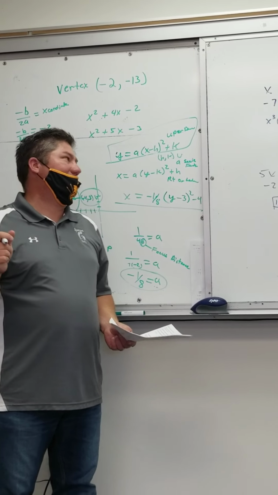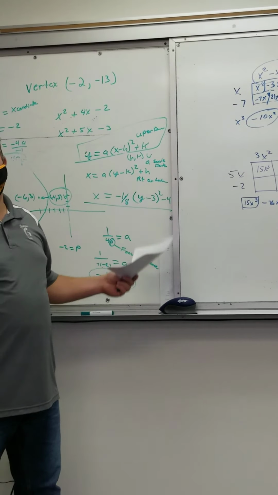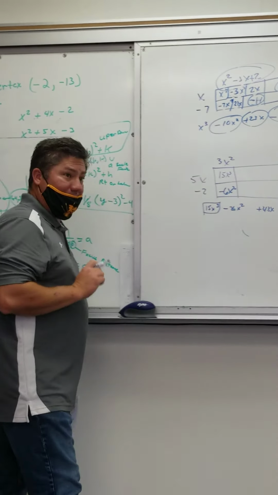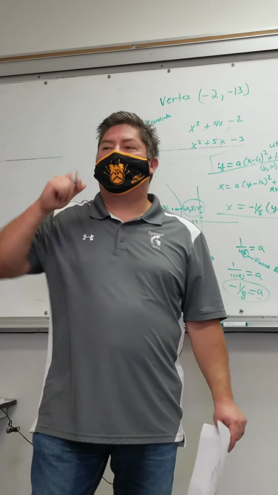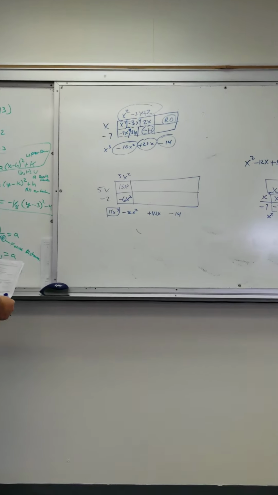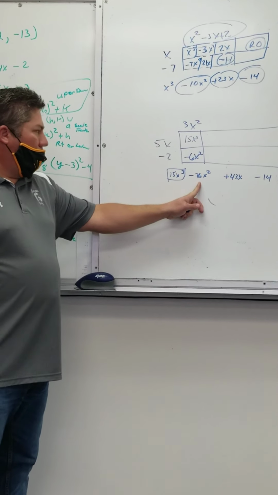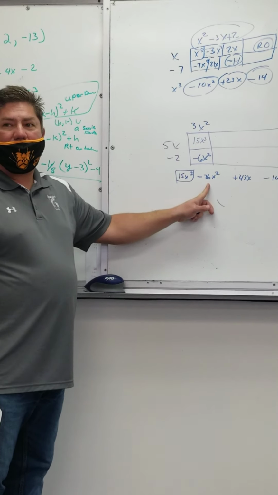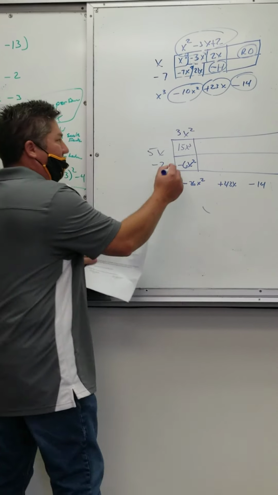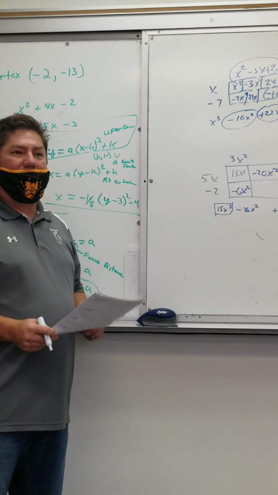What should I do next, Isaac? What should I do with that 3x squared? Multiply it by negative 2. That gives me negative 6x squared. Now comes the real thinking. Sid, what do I have to ask myself? What adds to negative 6x squared to give me negative 26x squared? So how do I go from negative 6 on a number line to negative 26? Negative 20. I've got to subtract 20x squared.